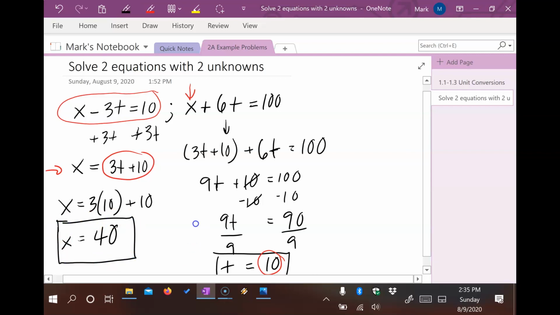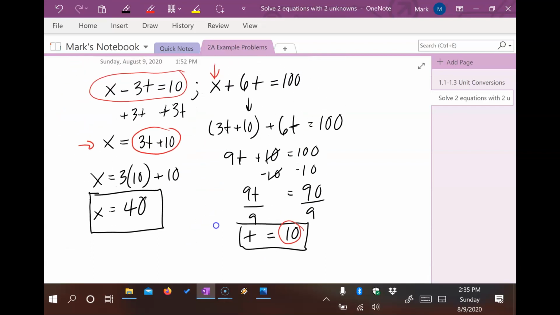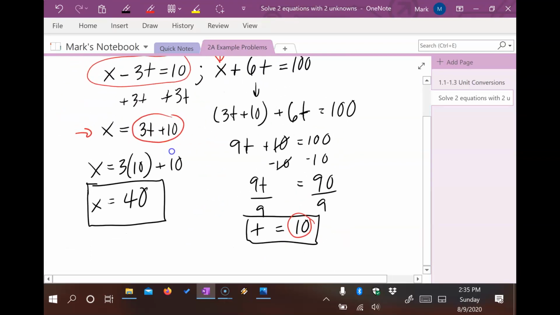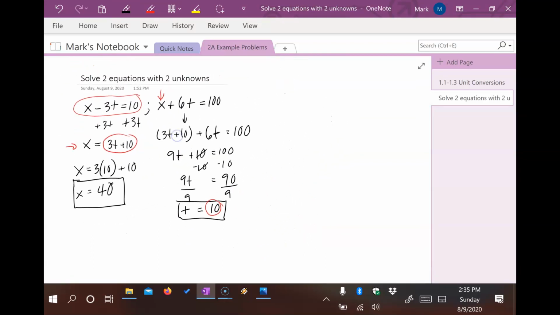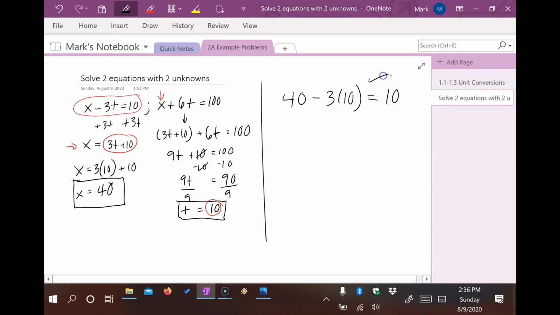You can go and check them by plugging them into the equations. So for example, let's take the first equation here. If I put in the values, 40 minus 3 times 10, what's that equal to? 40 minus 30, that gives us 10. That's correct. Good.